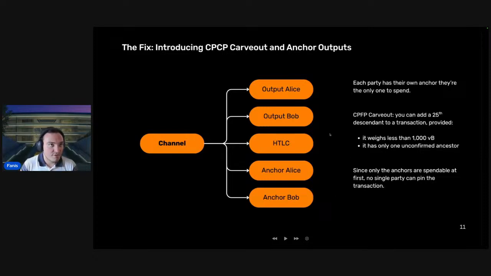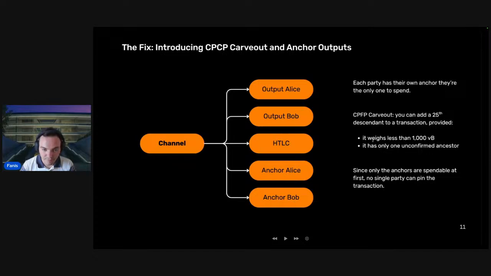And so anchor outputs, it's what we saw earlier. Basically, each party has their own anchor that they're the only one who can spend. So Alice, so at first, later you can, but I think it's 16 blocks. After 16 blocks, anyone can spend any of the anchors. So this is useful because we don't want the anchors to lay around indefinitely. So this way, anyone can collect anchors once they expire. But until this 16 blocks time lock expires, only Alice can spend her anchor, and only Bob can spend his anchor.